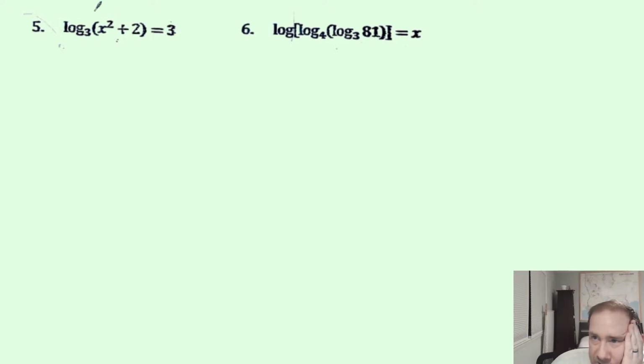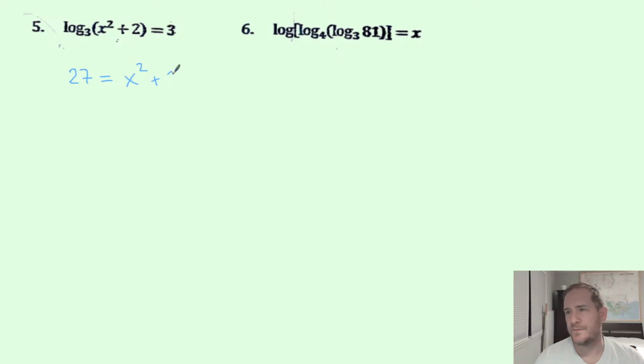Alright, convert to logarithmic. 3 to the 3 is 27. I said convert to logarithmic, I meant convert to exponential. So you get 27 equals x squared plus 2. Subtract 2: 25 equals x squared. Take the square root: x equals 5. But is that all? No. Negative 5 too.